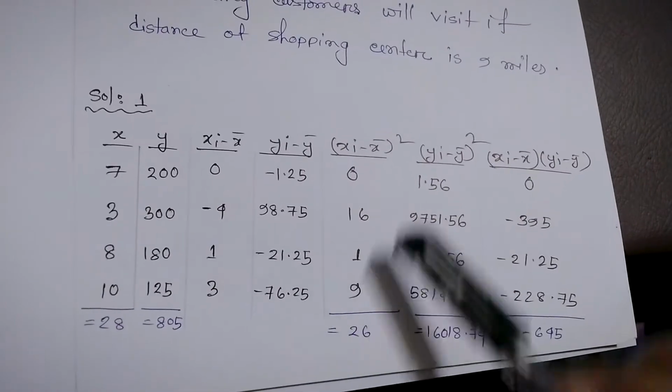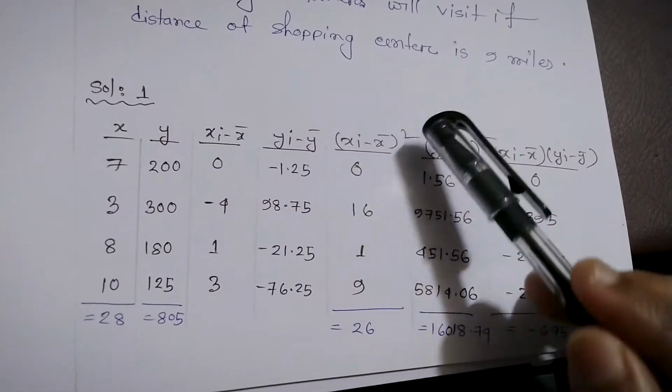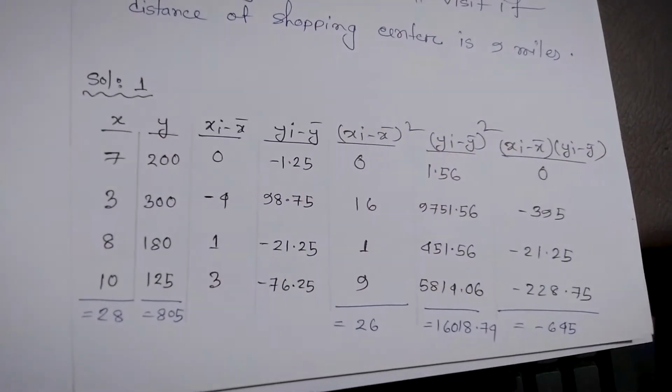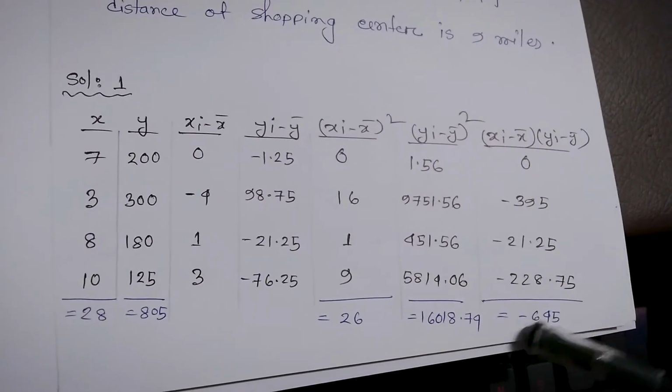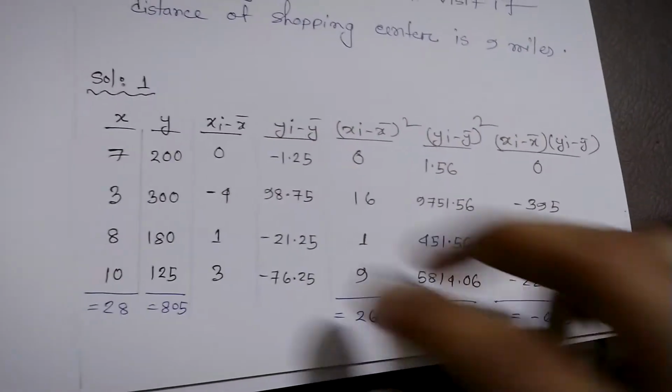And as you see, for finding standard deviation, you need xi minus x bar whole square, and also yi minus y bar whole square. So these 2 things are needed, and also x bar and y bar are needed. And if you want to find the r, this summation of xi minus x bar times yi minus y bar is also needed.